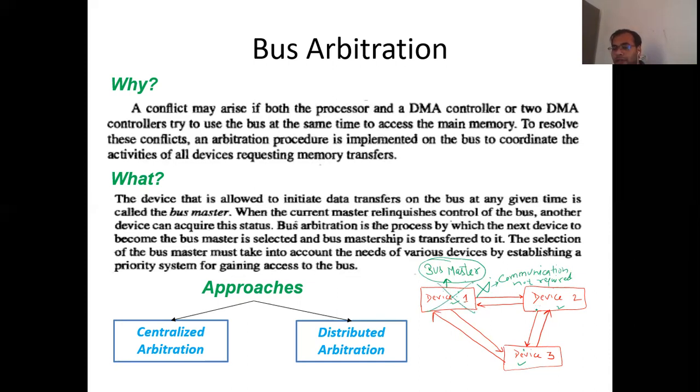Now only two devices, device 2 and device 3. How will you select who is going to be the bus master? Either device 2 is going to be bus master, or device 3 is going to be bus master. That thing is named as bus arbitration. So that answers our question, what is bus arbitration?